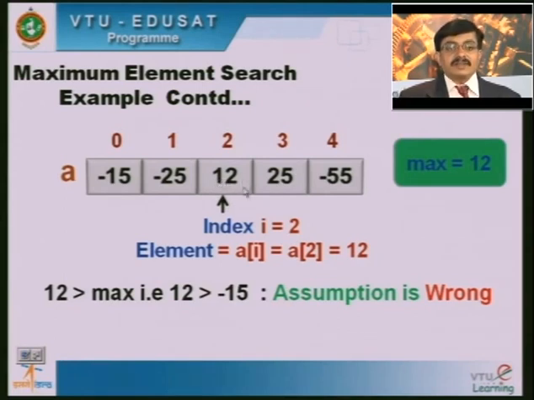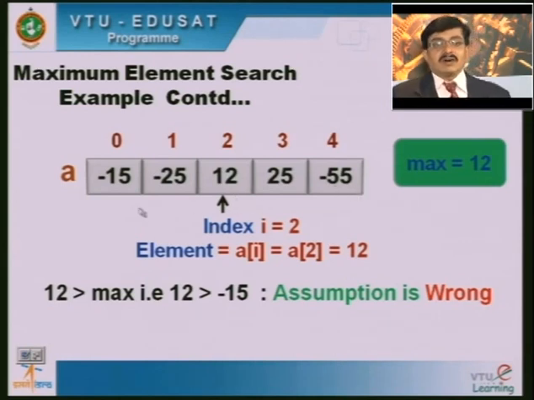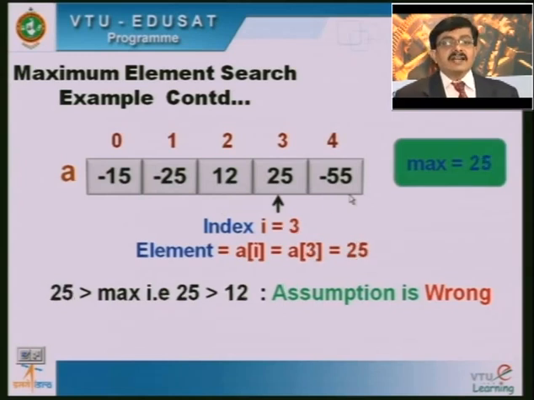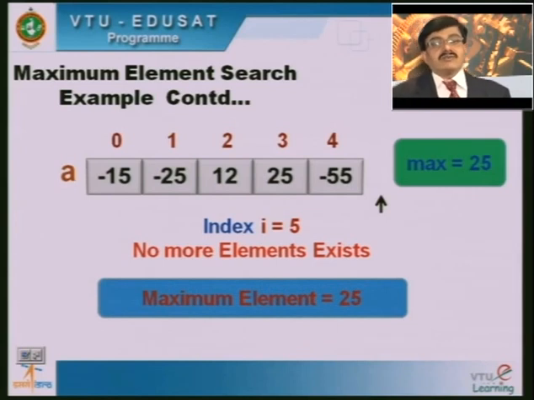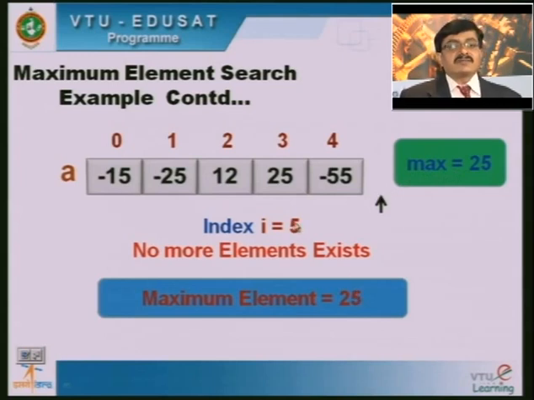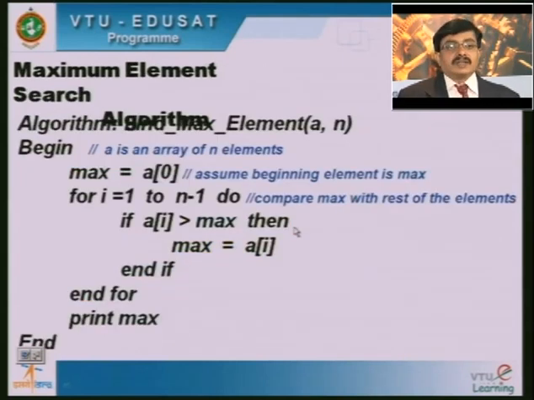The rest of the elements in the array may be lesser or greater. So our job is to compare the max element with the rest of the elements in the array. With all the elements of the array compared, only at the end can I conclude that the maximum element is what the program variable max holds. Here max has got 25, so 25 is the maximum element. So, similarly, this is the algorithm.